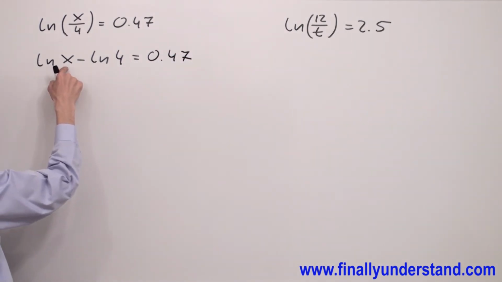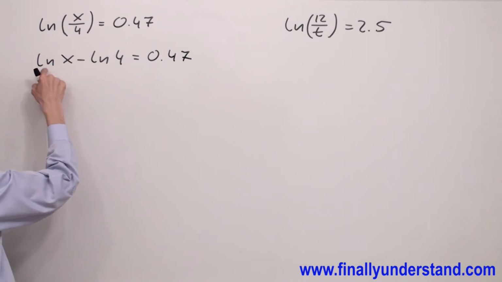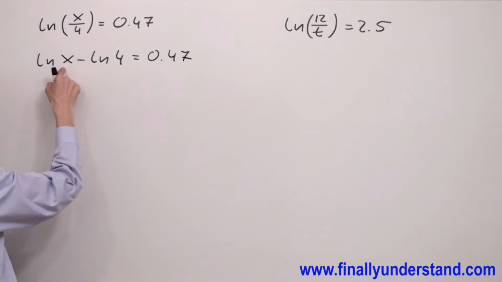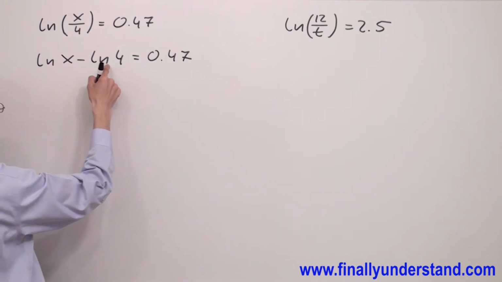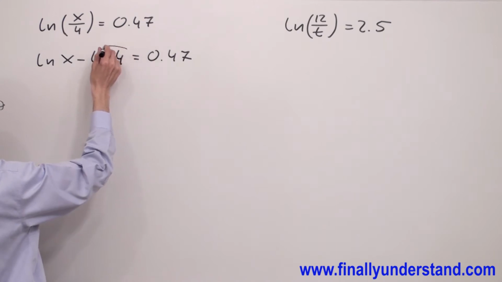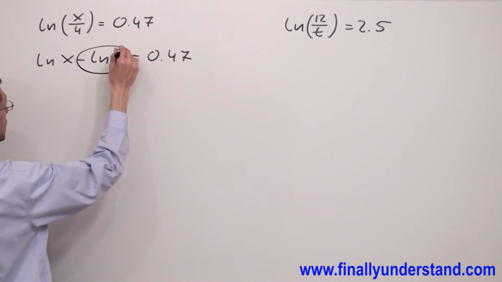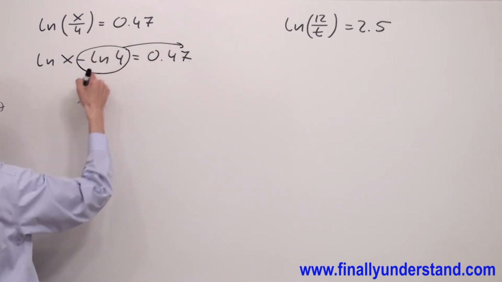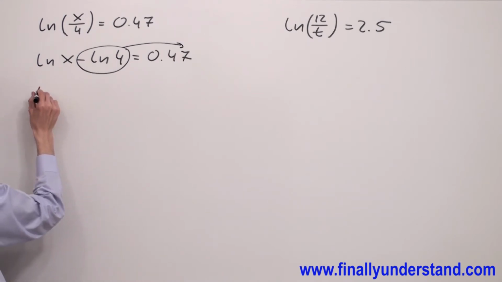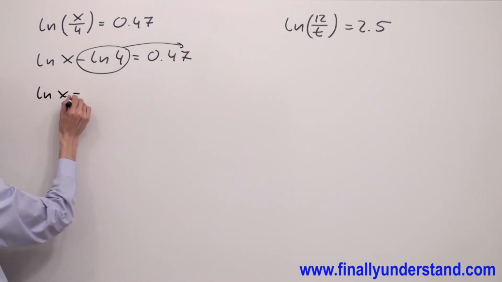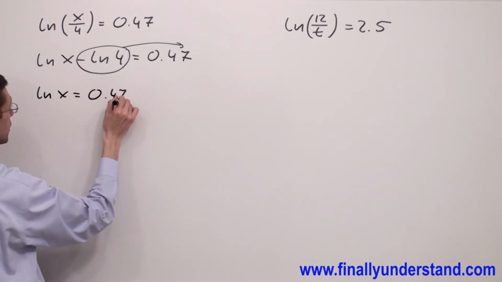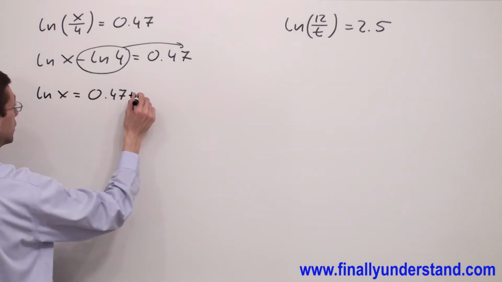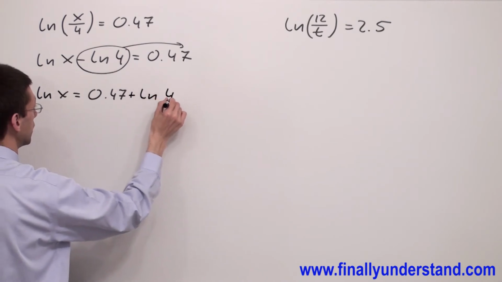Because my unknown is with this log, I'm going to keep this on the left side, and because this is log of constant, log of 4, I'm going to move this logarithm to the right side because this is simply the number. So natural log of x is equal to 0.47 plus ln 4.